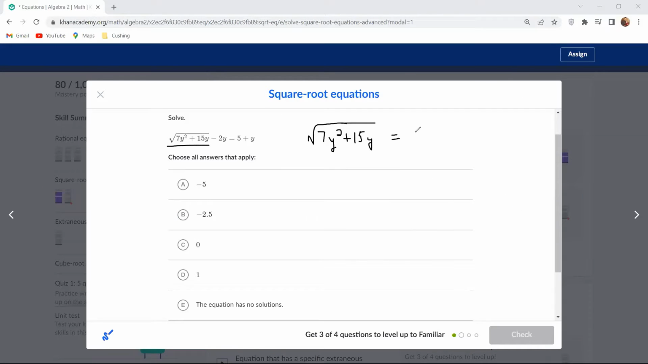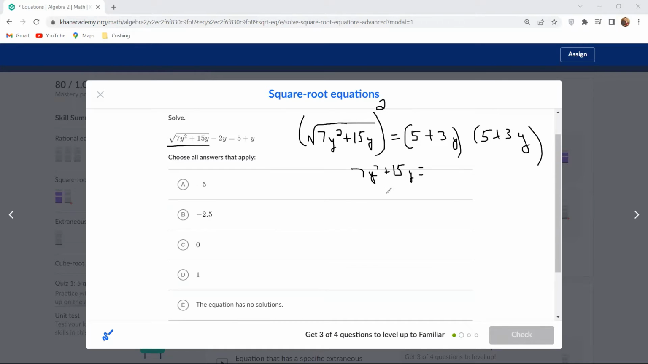So let's add 2y to both sides, giving us 5 plus 3y. All right, so I'm going to square both sides here. On the left side, that's just going to give me what's under the square root. So 7y squared plus 15y. And then if I want to square this, I'm doing 5 plus 3y times 5 plus 3y. And I'm able to square the right side because I'm squaring the left side. So I'll square both sides.